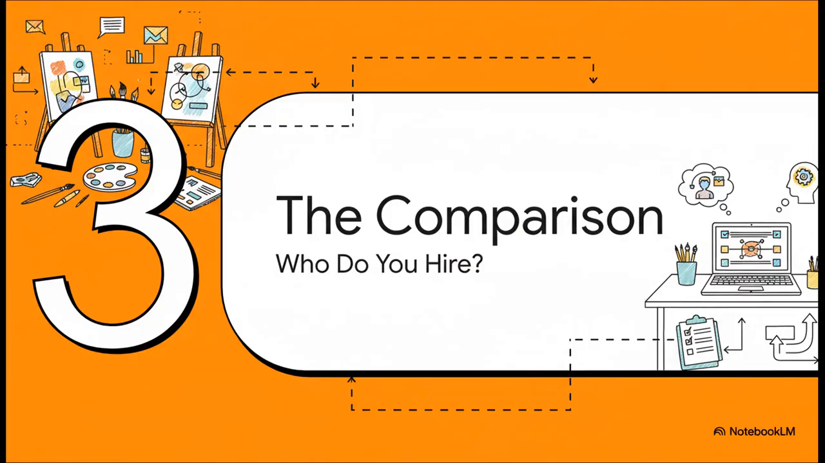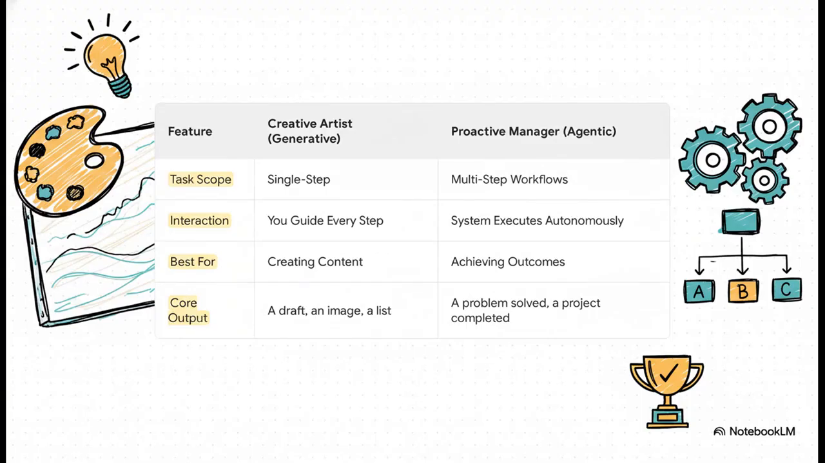So there we have it, our two candidates, the brilliant artist and the autonomous manager. The question is, who do you hire? Well, it all comes down to the job at hand. Okay, let's just boil this all down. The artist is your expert for single-step tasks that you guide, where the output you want is content. The manager, on the other hand, is for complex, autonomous jobs, where the output you need is an outcome. The fundamental choice is this. Do you need something made, or do you need something done?